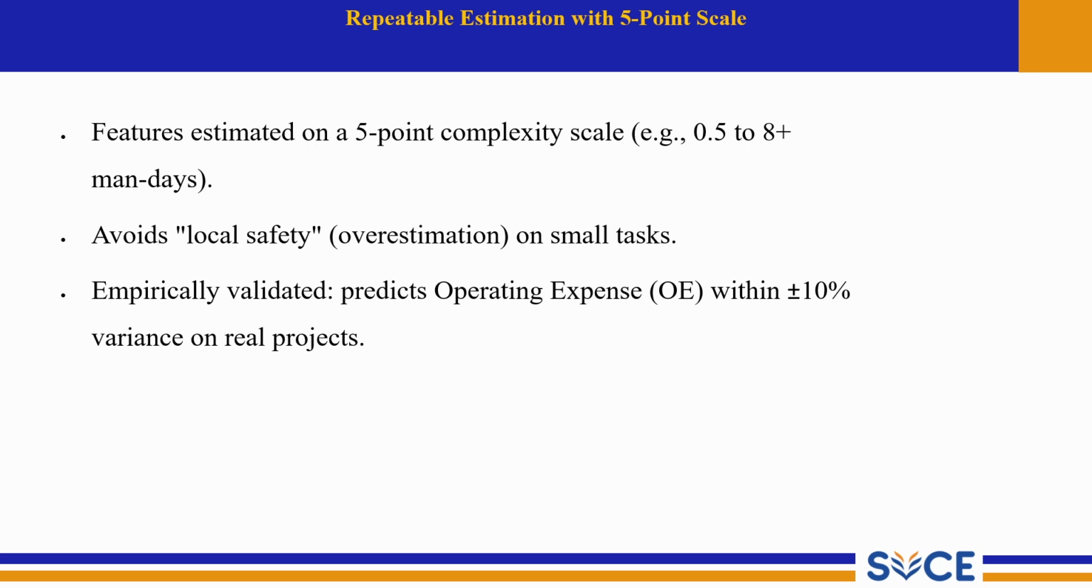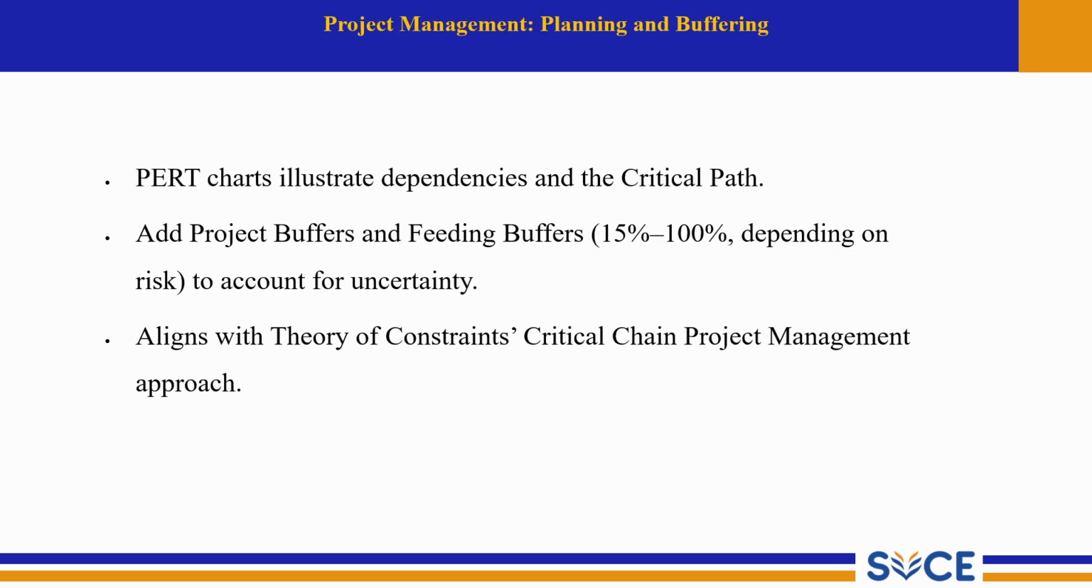Next, let's see how FDD handles project management through planning and buffering techniques. The PERT charts illustrate dependency and the critical path. This means PERT charts help visualize which tasks depend on others and identify the critical sequence that determines project duration. And next one is add project buffers and feeding buffers from 15 to 100% depending on risk to account for uncertainty.